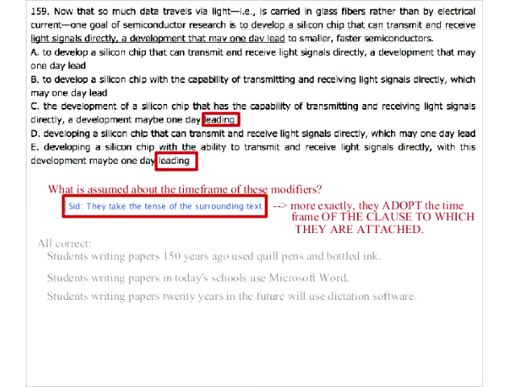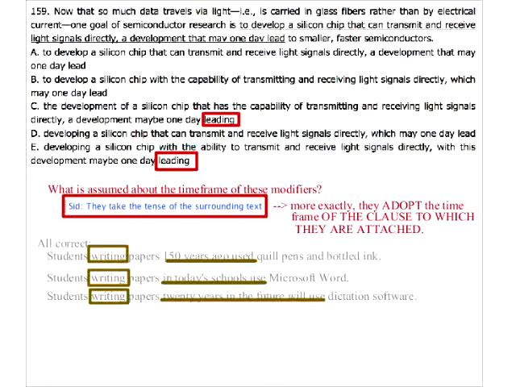So notice the way that writing works. Writing in each case, because remember that modifiers don't have tenses. Ing is not a verb and doesn't have a tense. So that just adopts this context, that adopts this context, and that adopts this context. So these are all right, and in this case, the writing refers to 150 years ago, this writing refers to right now in today's schools, and this refers to writing 20 years in the future.